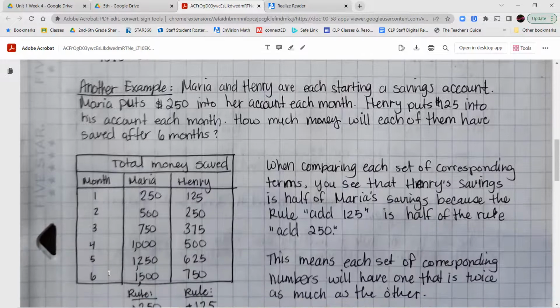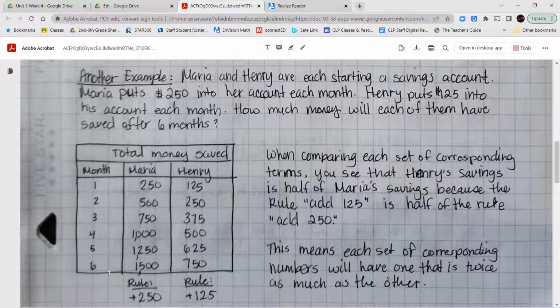Our next example says Maria and Henry are each starting a savings account. Maria puts 250 into her account each month, and Henry puts 125 into his account each month. How much money will each of them have saved after 6 months?